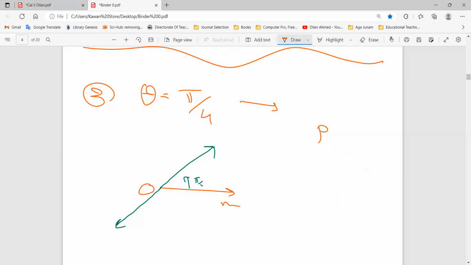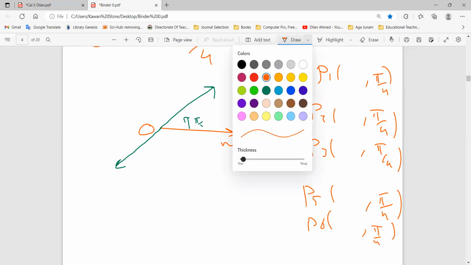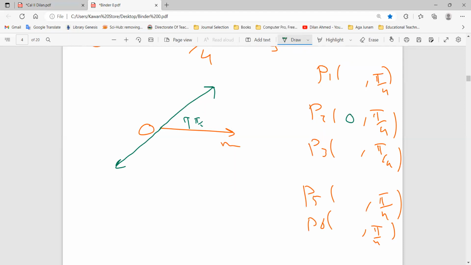Look at here, P1, P2, P3, meaning infinite points, right? P5, P6. Maybe r is 0. So can you sketch 0? Can you give me where the 0 and pi over 4 is?